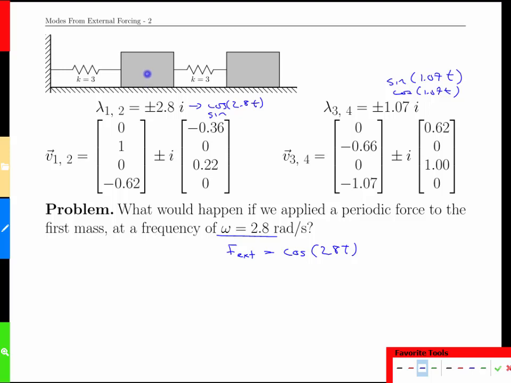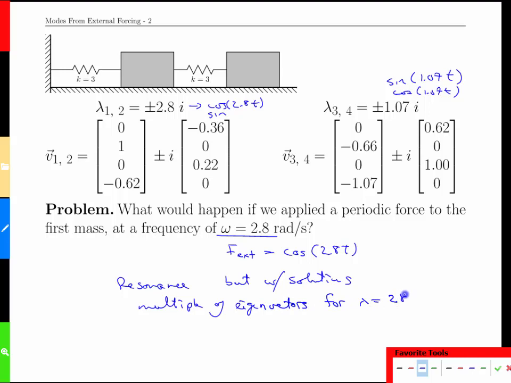Well, what we've said is that this system will naturally vibrate at cos 2.8t. So what we're going to get when we push on this thing and pull on it at exactly the same frequency, and this system is going to display some resonant behavior, but it'll be more interesting than it was before. We'll get resonance, but the solutions are a multiple of the eigenvectors here for the lambda equals 2.8i plus or minus case.